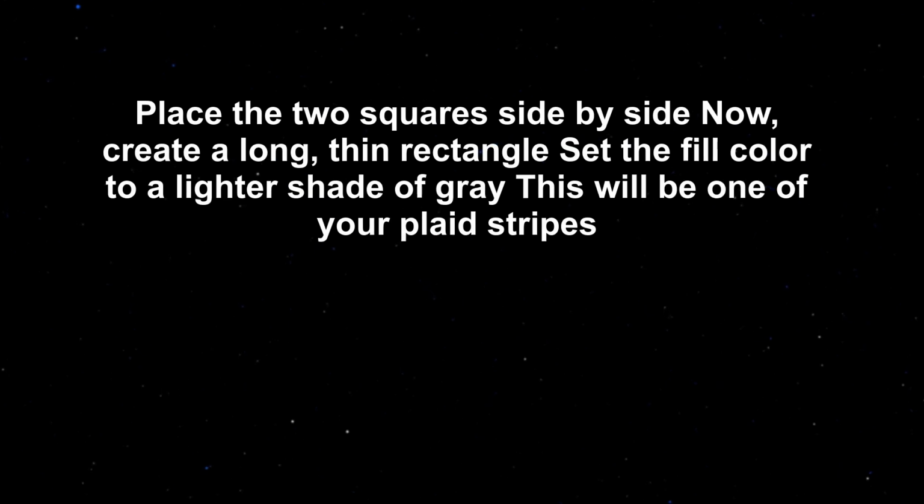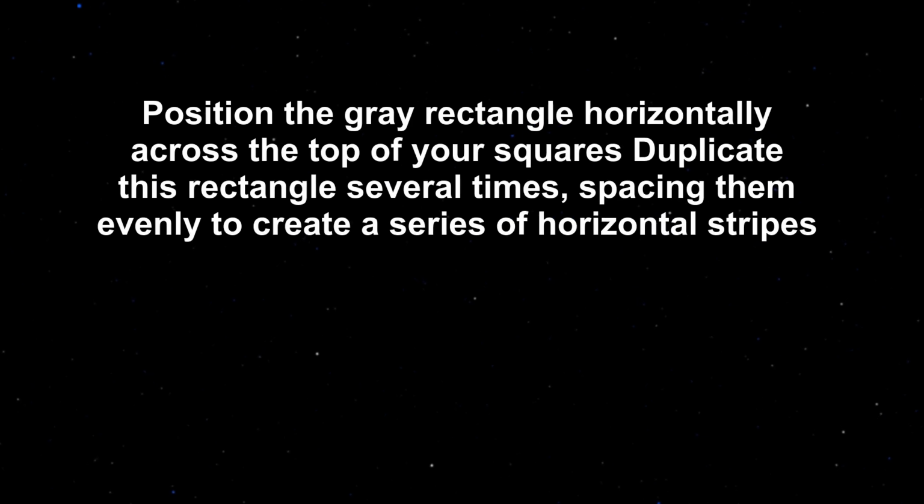Now, create a long, thin rectangle. Set the fill color to a lighter shade of gray. This will be one of your plaid stripes. Position the gray rectangle horizontally across the top of your squares. Duplicate this rectangle several times, spacing them evenly to create a series of horizontal stripes.